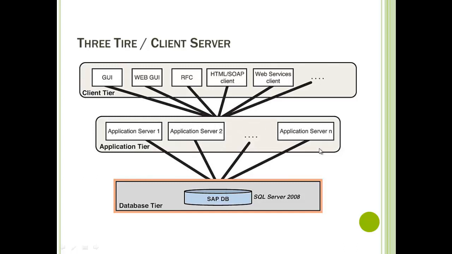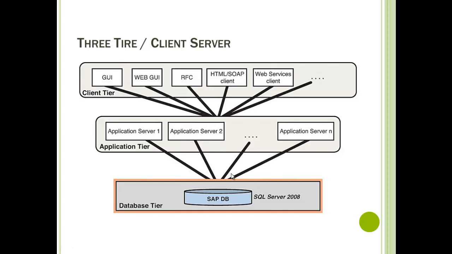So every user and every application is going to use the same database. This is an interesting part of SAP. You have multiple application servers, one database, and you can have different clients. The central repository of the system, the database, is only one. So this is a three-tier client server architecture.